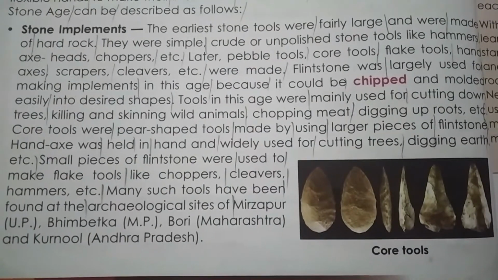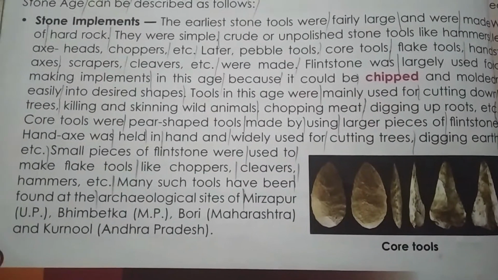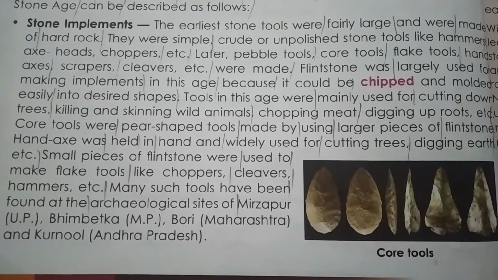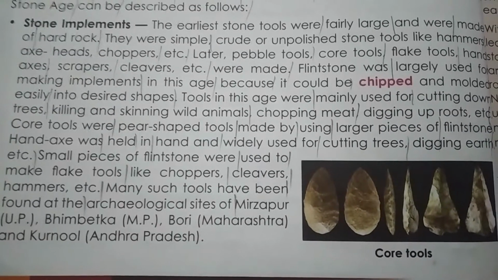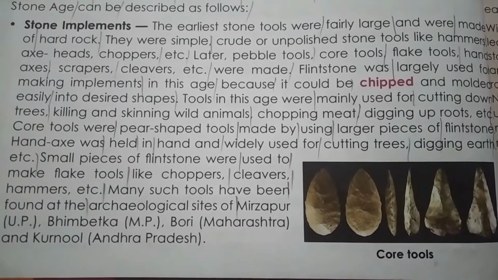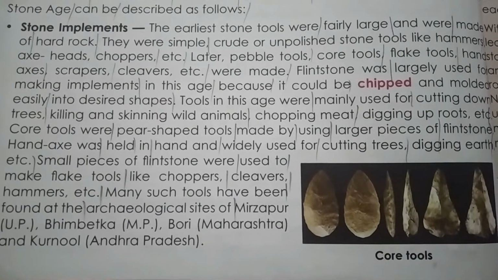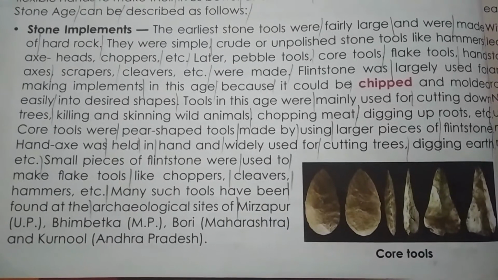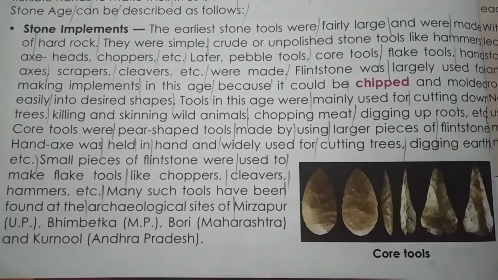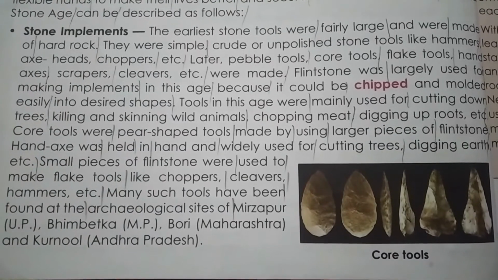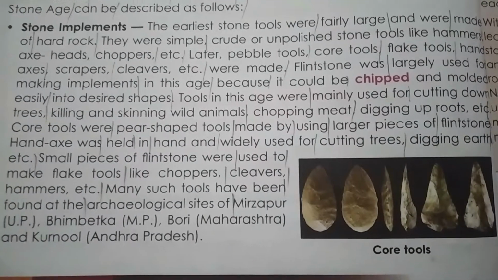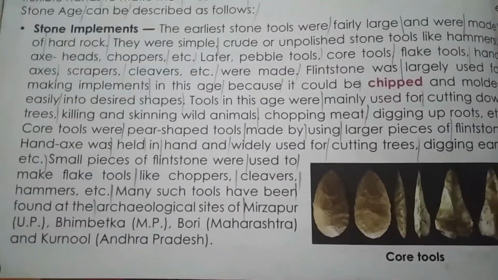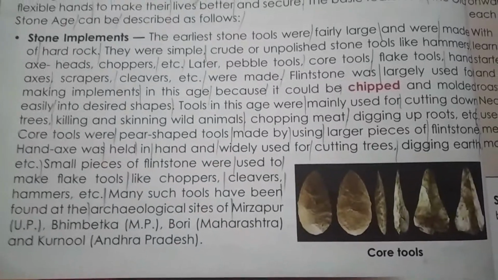Even in some of our museums we can see these things. Where can we find them? Many such tools have been found at the archaeological sites of Mirzapur in UP, Bhimbetka in MP, Bhuri, Maharashtra, and Kurnool in Andhra Pradesh. Mainly we can find these tools in the archaeological sites of these states.